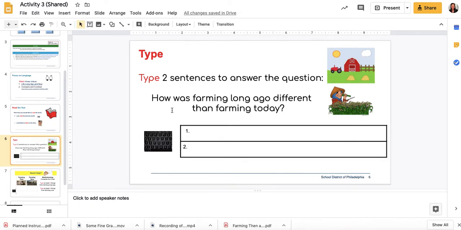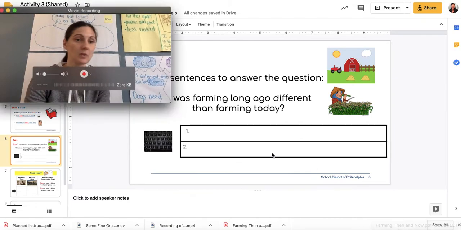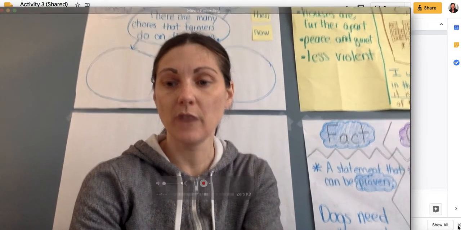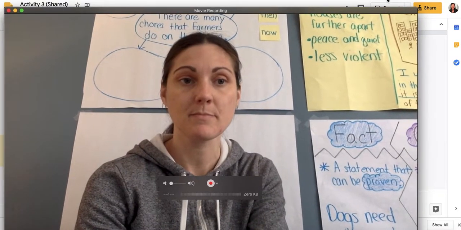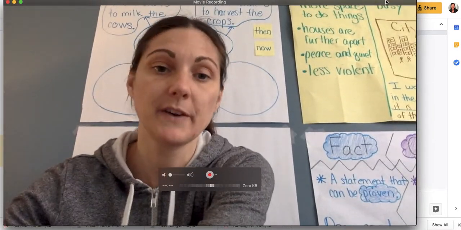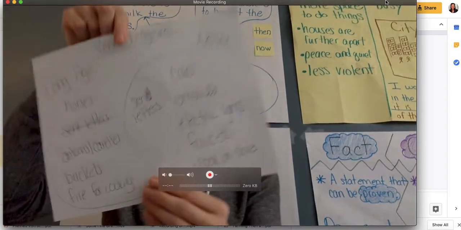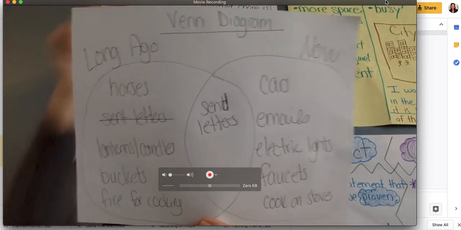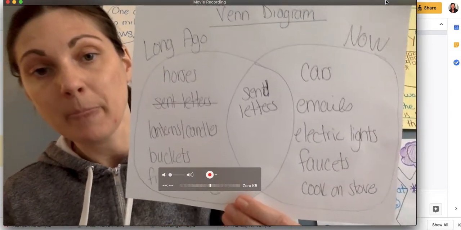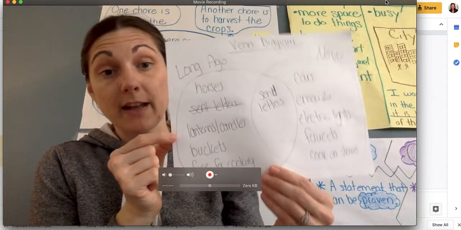So I'm going to help you get your paper set up before we get started. I'll bring my video back here. So the paper that we're going to make is very similar to what you saw in the video and what I created as I watched one of the videos that we watched, right? So we're going to have a Venn diagram also.